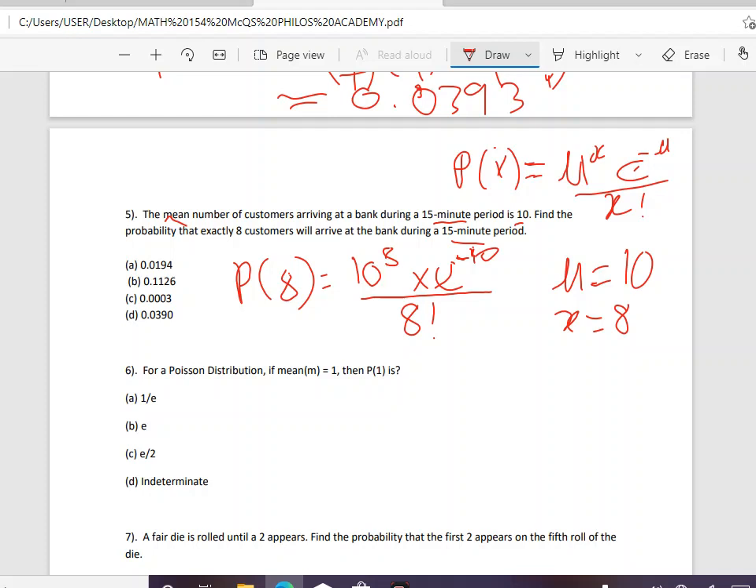Then you press the equal to sign. When you do it well, you get 0.1126. So the answer for this is B.